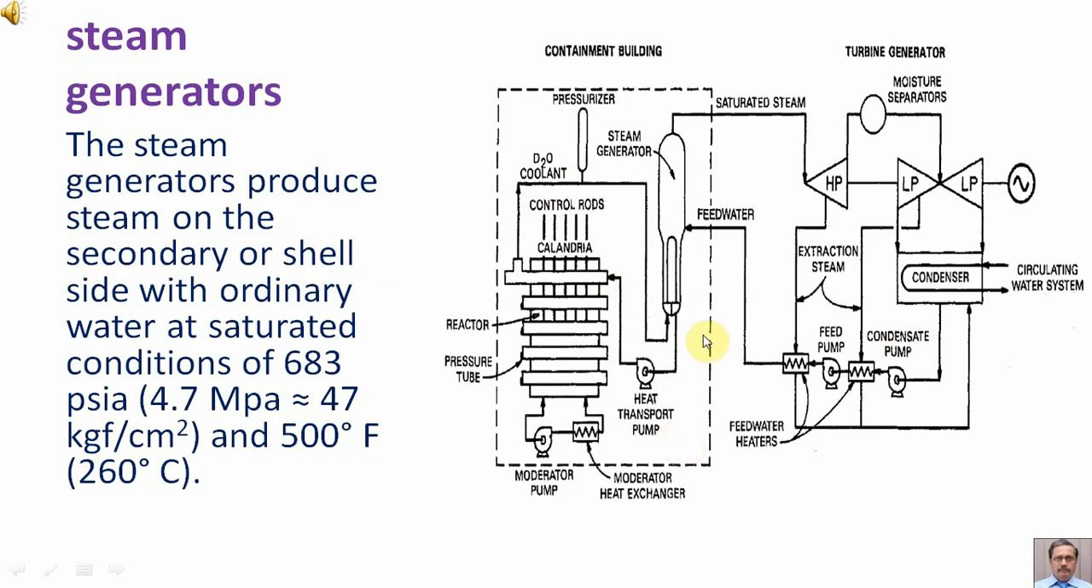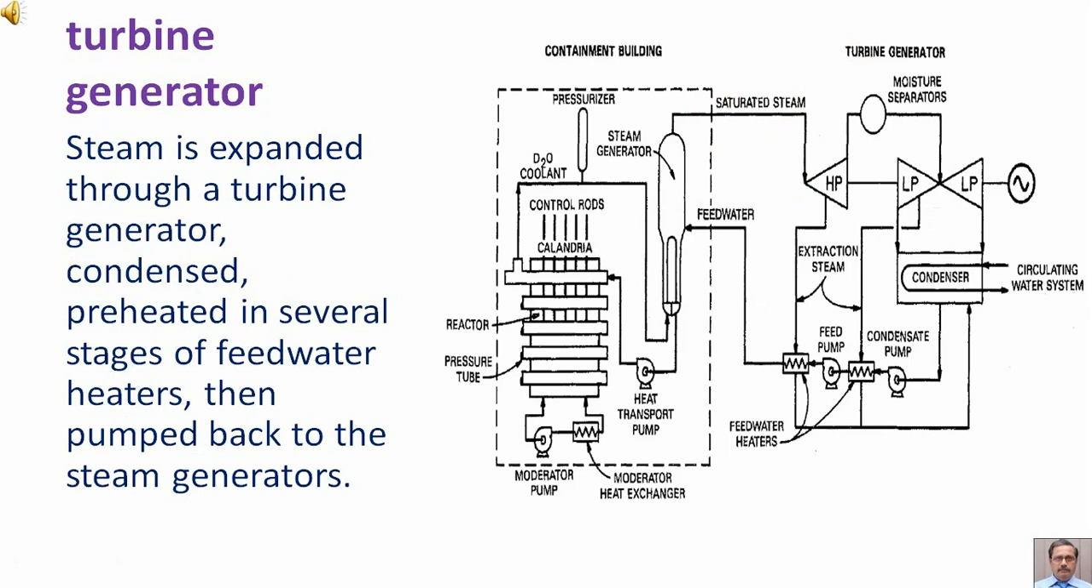The steam generators produce steam on the secondary or shell side with ordinary water at saturated conditions of about 47 kg force per centimeter square pressure and 260 degrees centigrade temperature. Steam is expanded through a turbine generator, then condensed, preheated in several stages of feed water heaters, then pumped back to the steam generators.